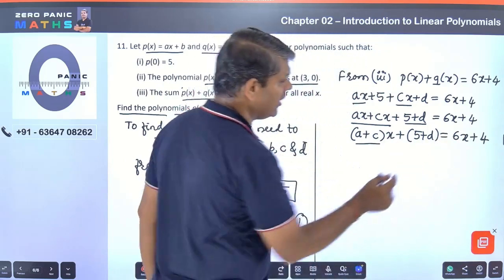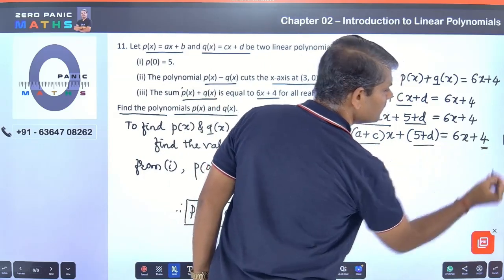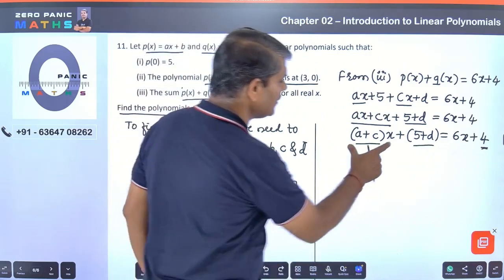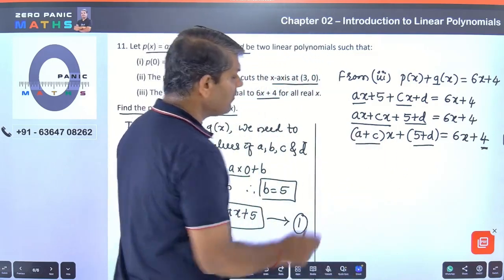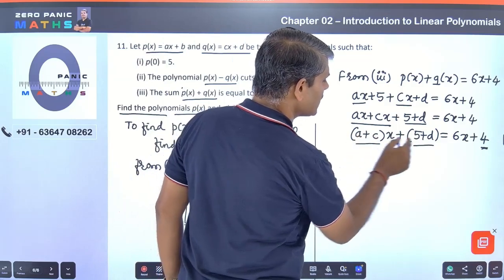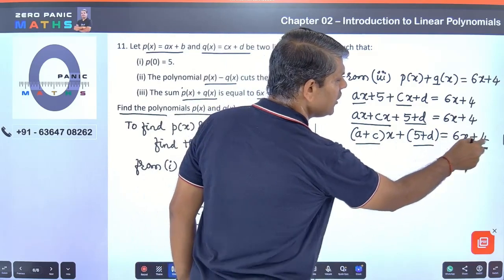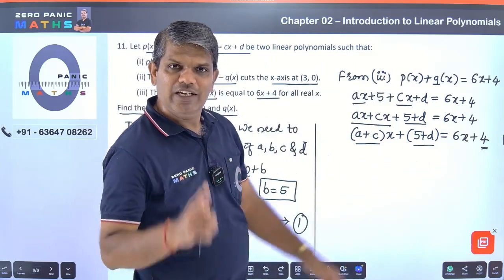Okay, that is coinciding with this left part, and 5 plus d is equal to 4. Understood this? Can I do that equality? Because this equation also looks like a linear polynomial where a plus c is one constant, 5 plus d is another constant, and x is a variable, which actually coincides with 6x plus 4, because that is what is given here, right? You understood this?